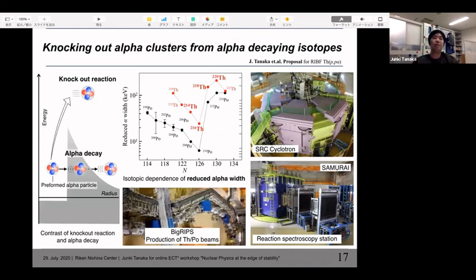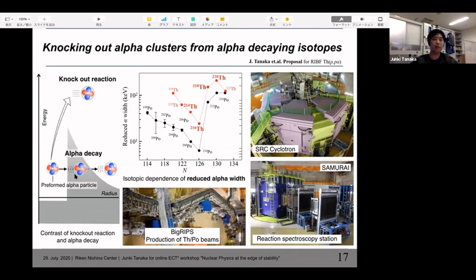And the next is alpha decay related. I'm showing the polonium and thorium isotopes here. And these are the short-lived alpha decay nuclei. Alpha decay study shows the isotopic dependence of reduced alpha decay width, which is considered to be the surface alpha formation amplitude. We would like to perform the alpha knockout reaction on these nuclei and confirm so-called preformed alpha particles are really preformed.